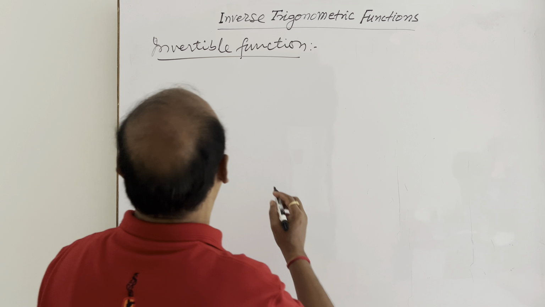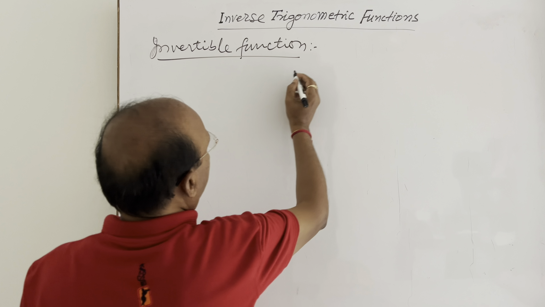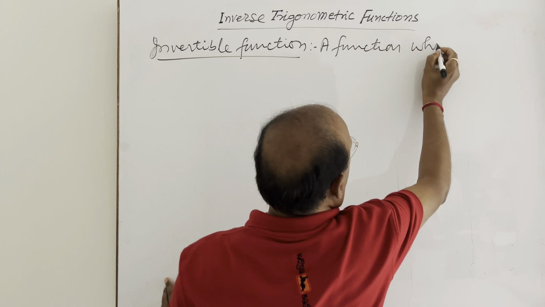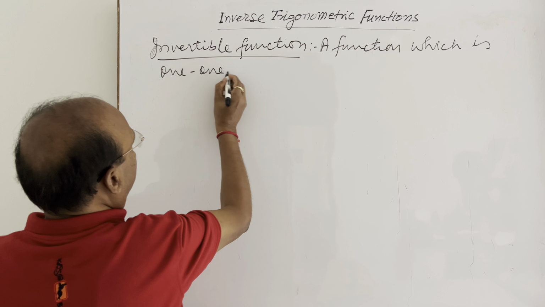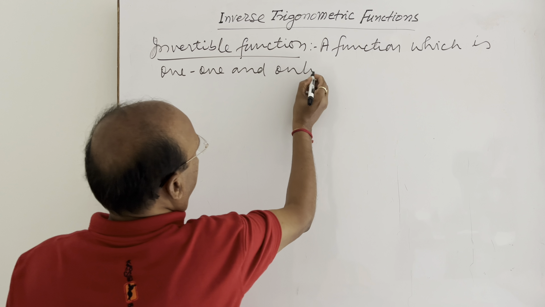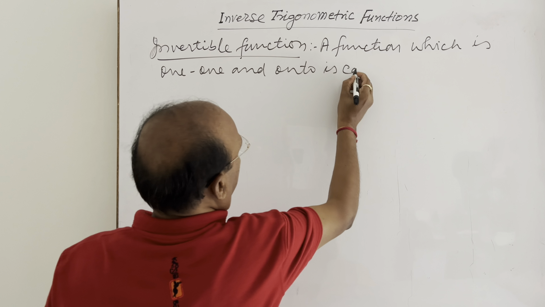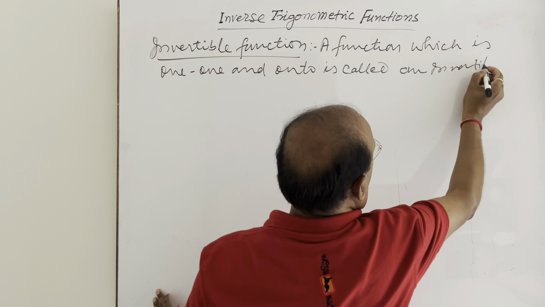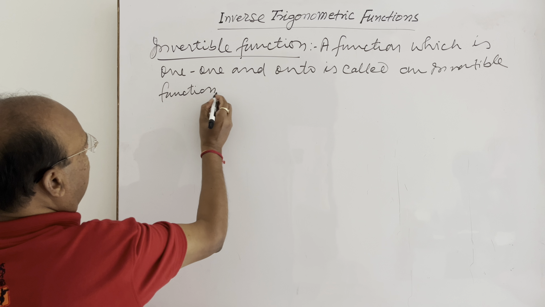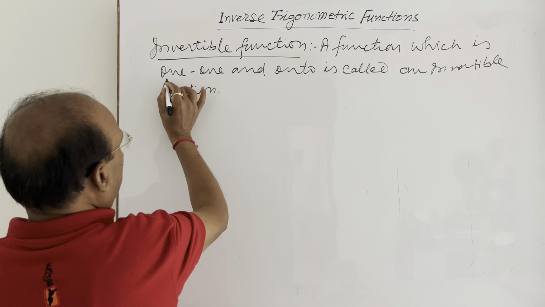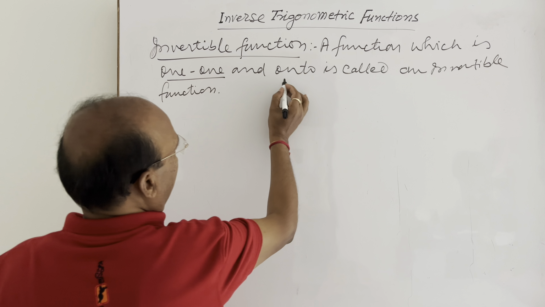Okay, so invertible function: a function which is 1 and onto is called an invertible function, because in this case only, means 1 and onto only, the function will have its inverse.